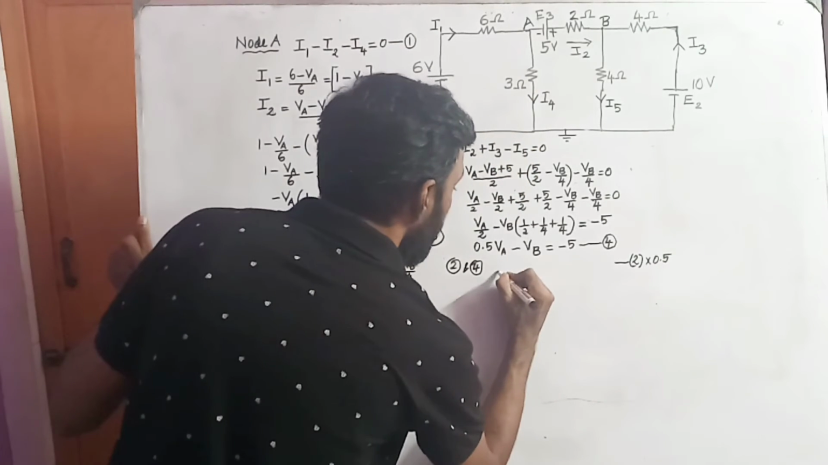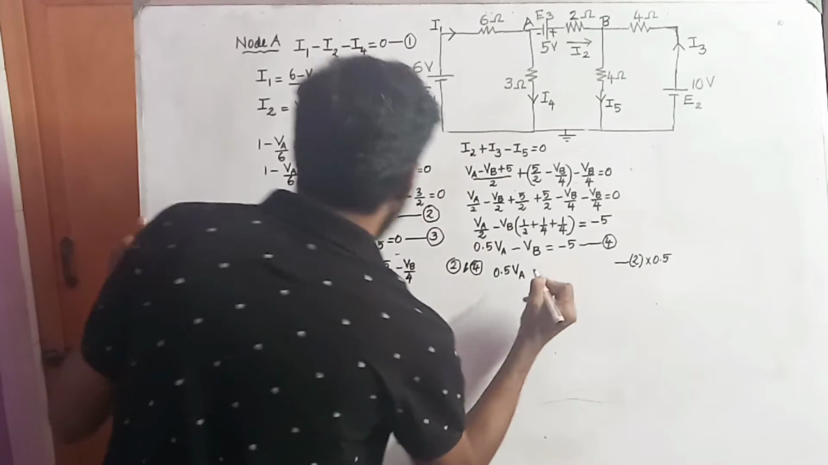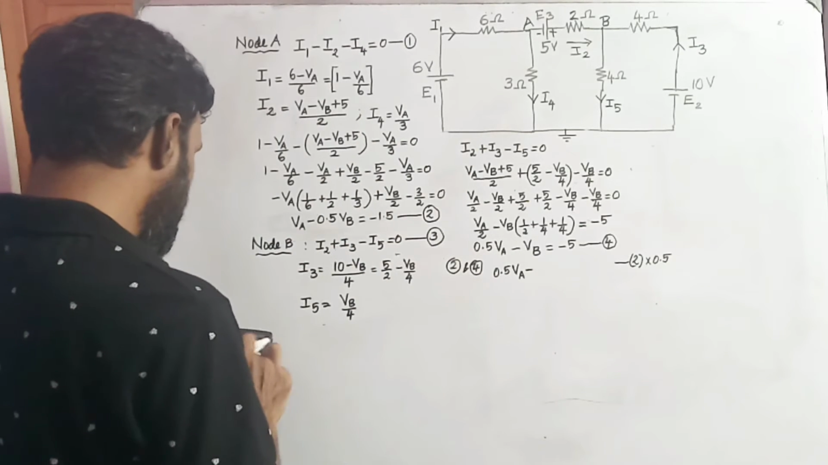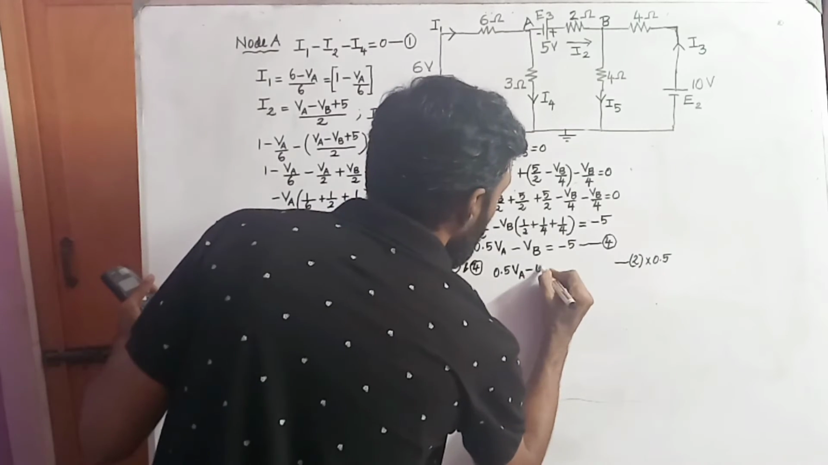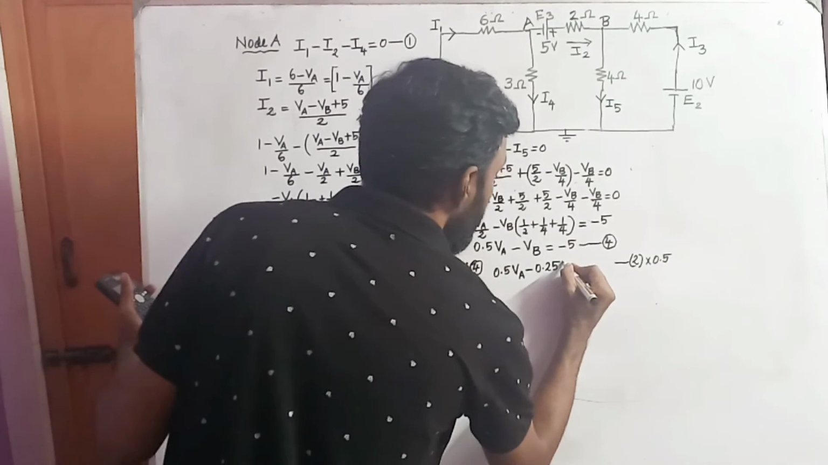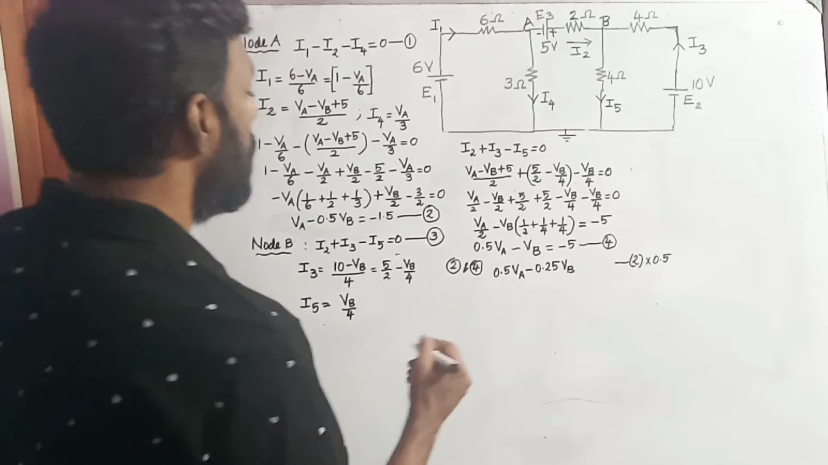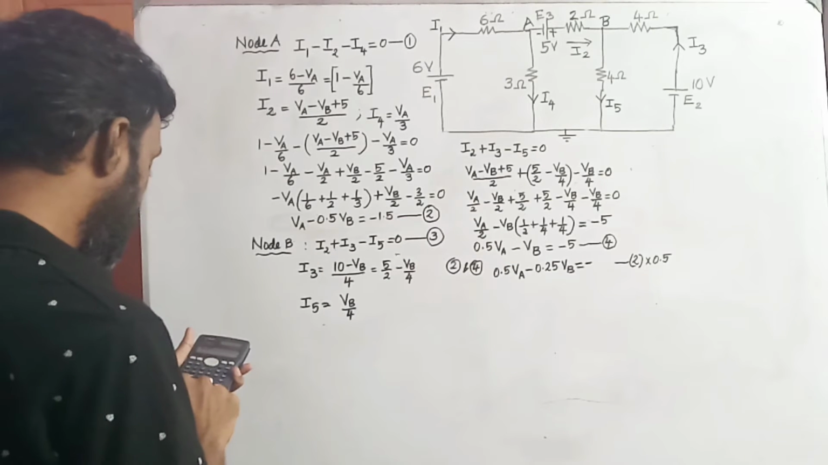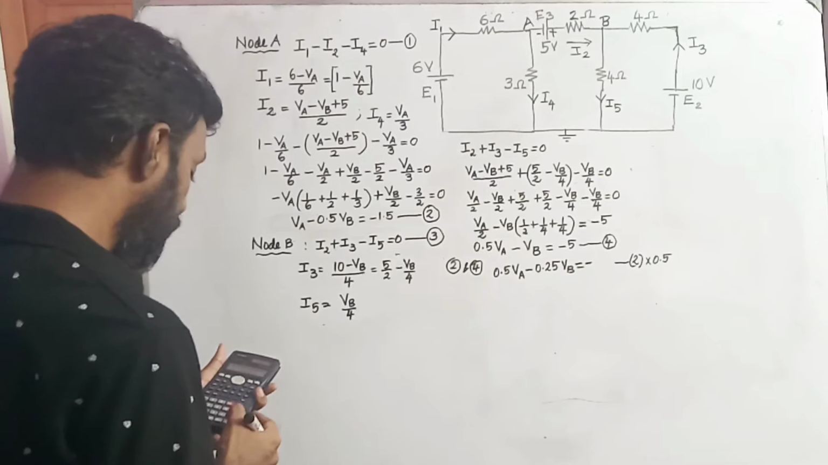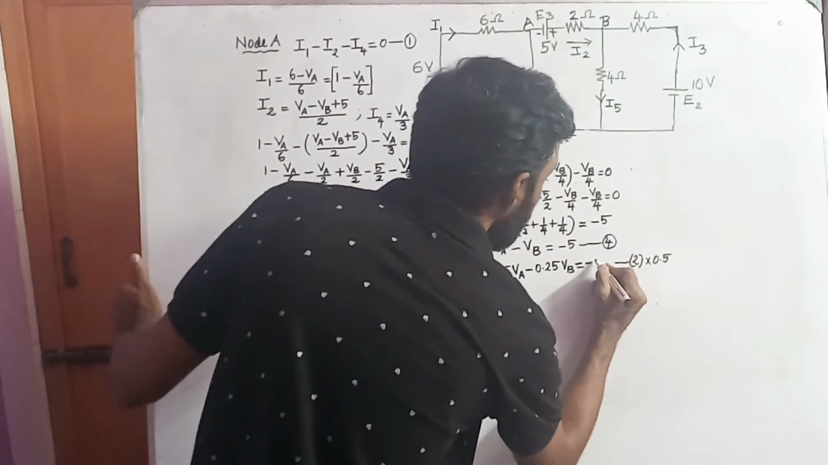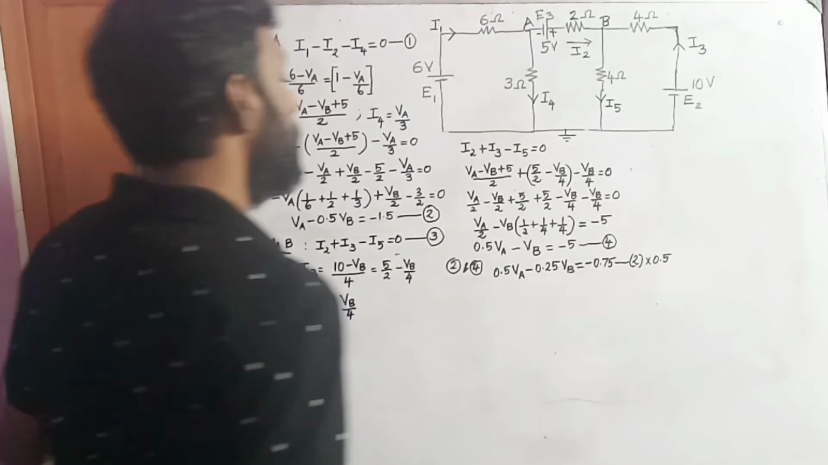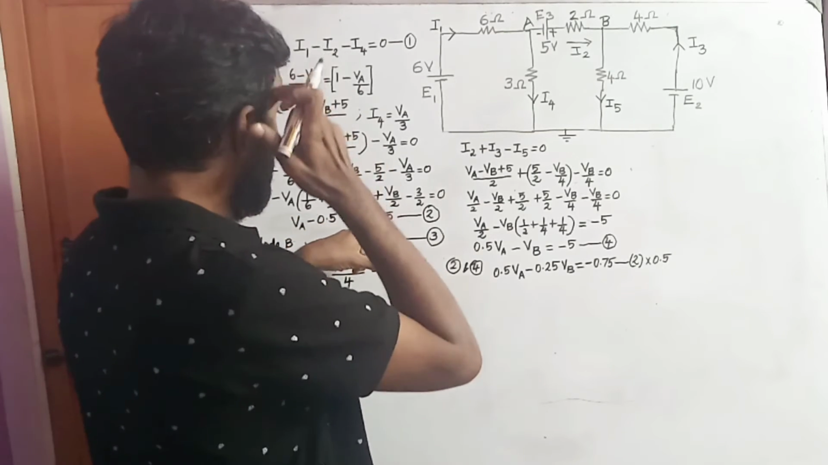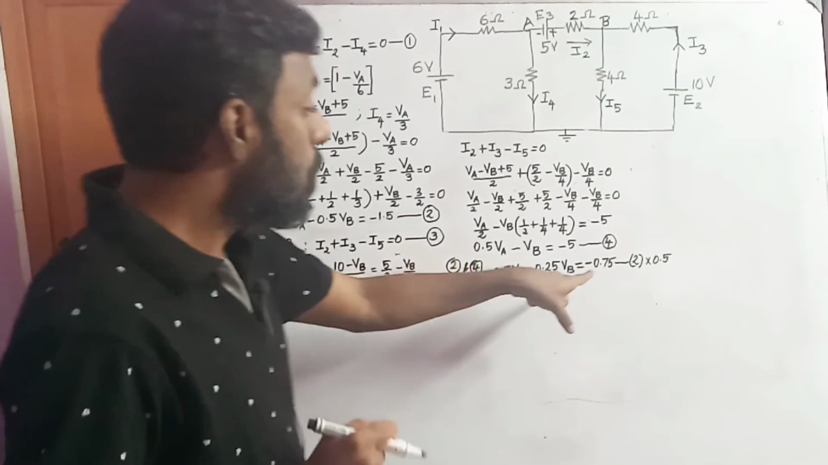When I multiply the second equation by 0.5, it becomes 0.5 VA minus 0.5 into 0.5, which is 0.25 VB, equal to minus 1.5 into 0.5, which is 0.75. So 0.5 VA minus 0.25 VB equals minus 0.75.